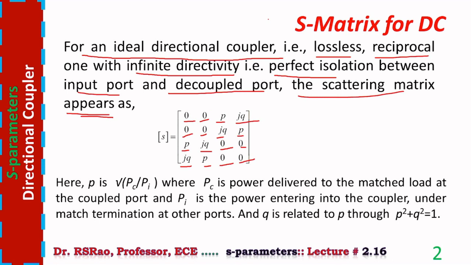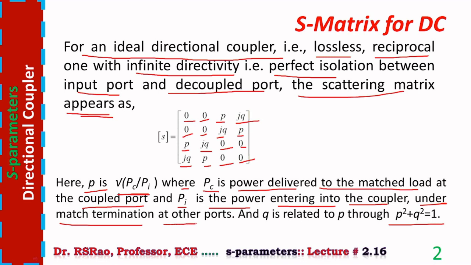What are these P and Q quantities? Here P is square root of the ratio PC to Pi. P and Q are related through P square plus Q square equal to 1. Or one can say Q is square root of 1 minus P square. P is square root of PC by Pi, where PC is power delivered to the matched load at the coupled port, and Pi is the power entering into the coupler under matched termination at other ports.